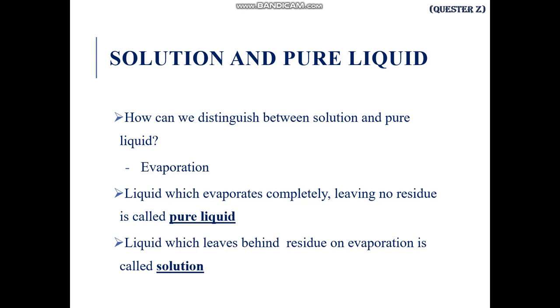So upon heating, that liquid which leaves no residue at the bottom is the pure liquid. It means it contains no solute. While the liquid which leaves behind residue upon heating or evaporation is a solution. It means the solvent will be evaporated, and the solute, if it is present in solid form, will be present as a residue, and the solvent, present in the form of liquid, will evaporate. So evaporation can be used to distinguish between a solution and a pure liquid.